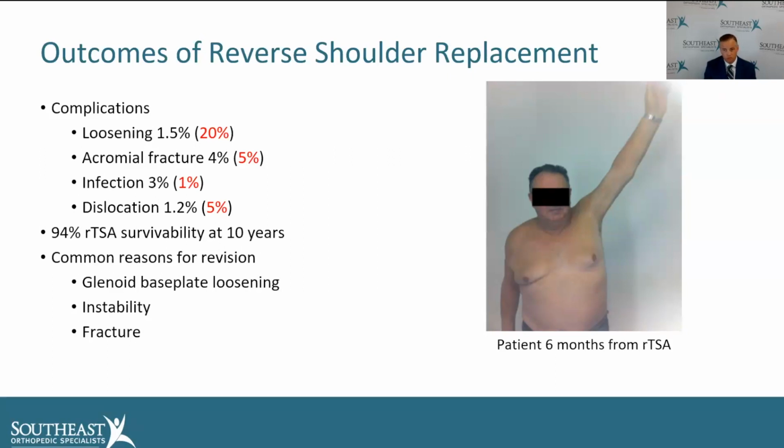So overall, I think reverse shoulder is a very reasonable surgery with excellent outcomes. In a recent study, 94% of reverse total shoulders placed were still functioning well at 10 years. And recognize that those studies are based on implants that were placed over 10 years ago. The technology is significantly improved, and so I would expect that number to be even better if that study was repeated today. Common reasons for revision: base plate loosening, persistent instability, and/or fracture.